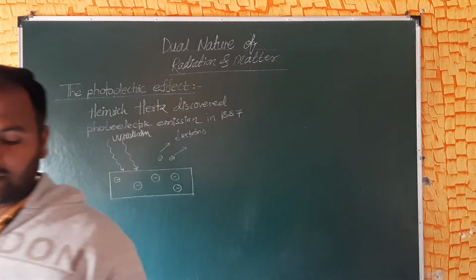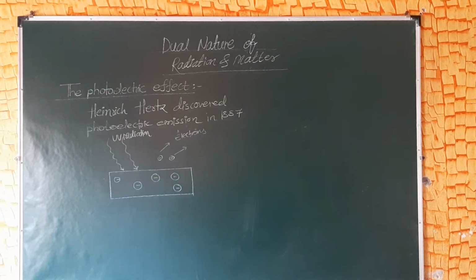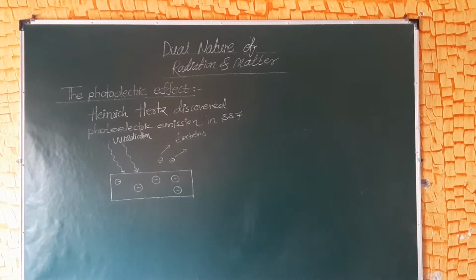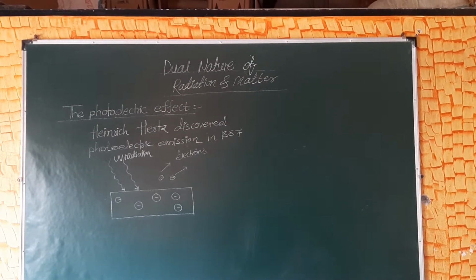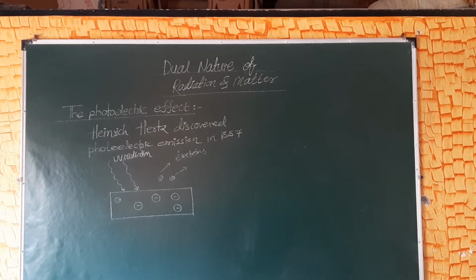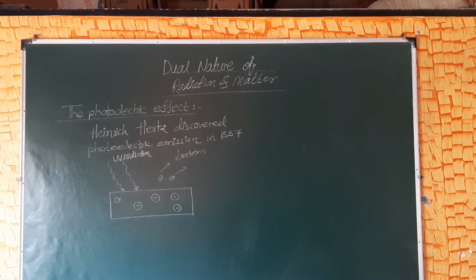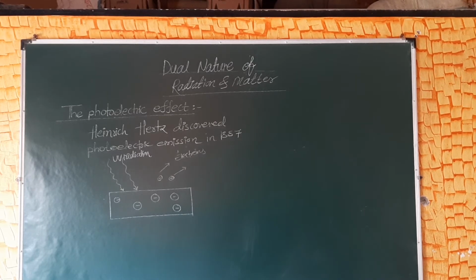So Heinrich Hertz discovered photoelectric emission in 1887 while he was working on the production of electromagnetic waves by spark discharge. He noticed that when ultraviolet light is incident on a metal electrode, a high voltage spark passes across the electrodes. So actually electrons were emitted from the metal surface.